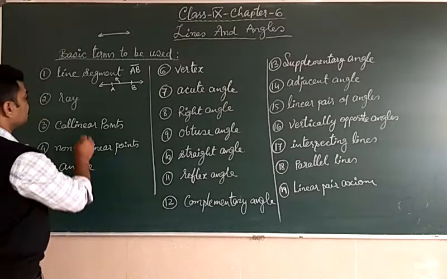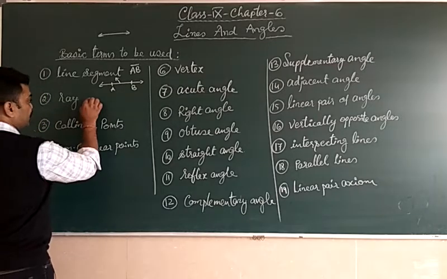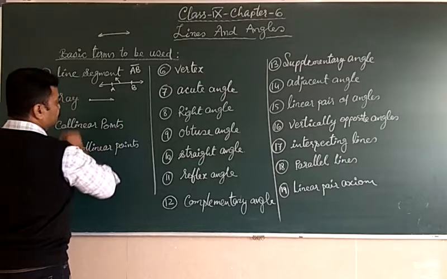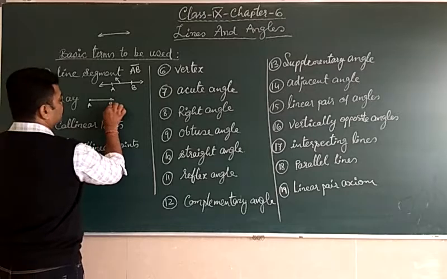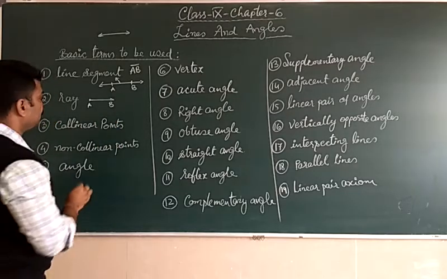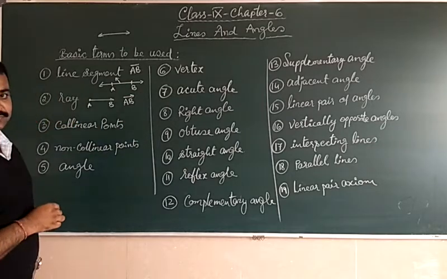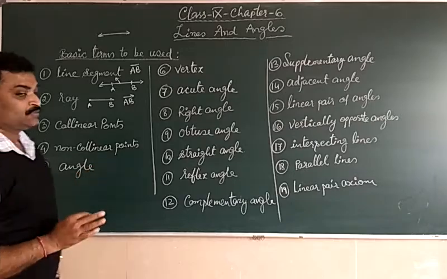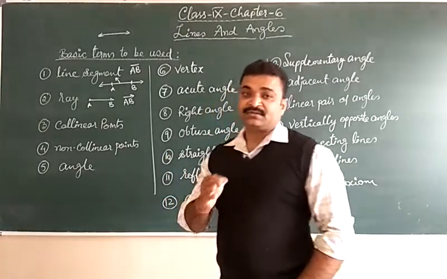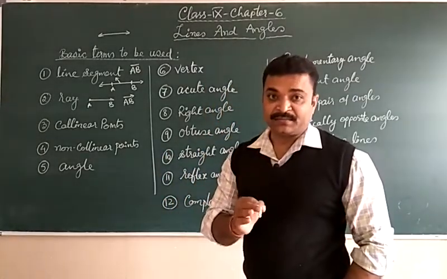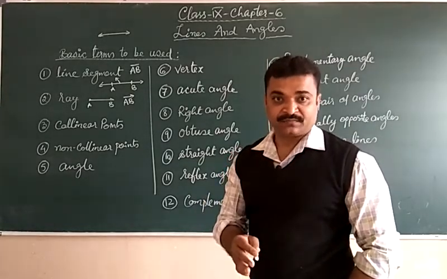Now what is a ray? A ray is a line which has one end point. Suppose it is A, or suppose it is B. Let it be B. So we will sometimes denote a ray by this. Whenever I say line in this chapter, you should understand that we are talking about a line segment.